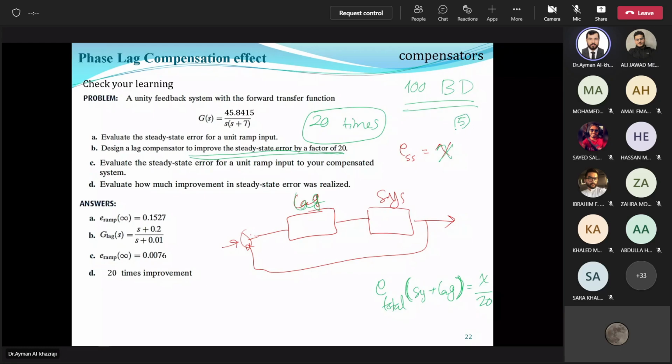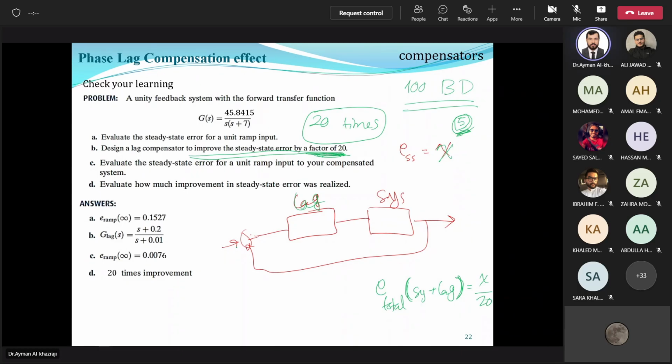Now the cost is 5, okay. It's improved 20 times compared to this one. This one is, let's say, degraded 20 times. What is the opposite of improve? Reduce. Not reduced. So if I want to improve the error by 20 times, it means I want to reduce it by 20 times.